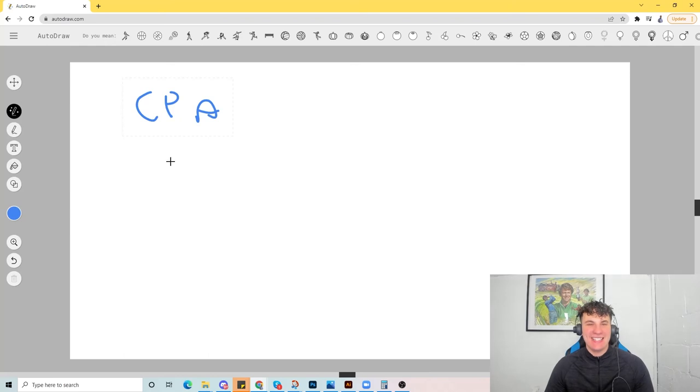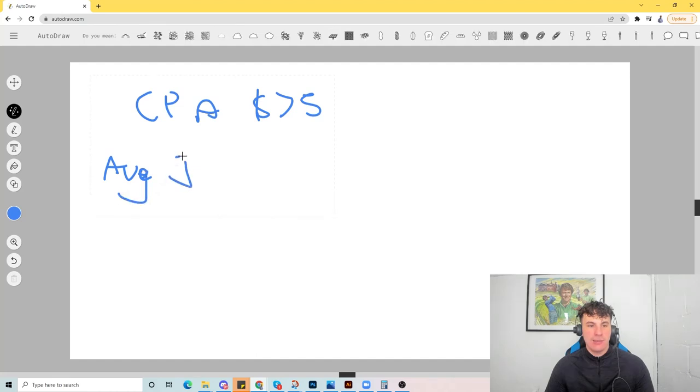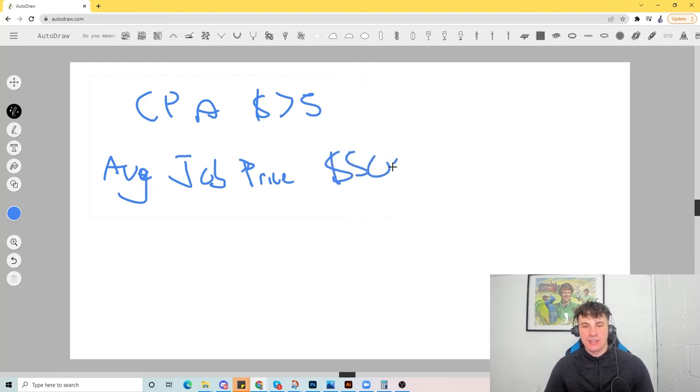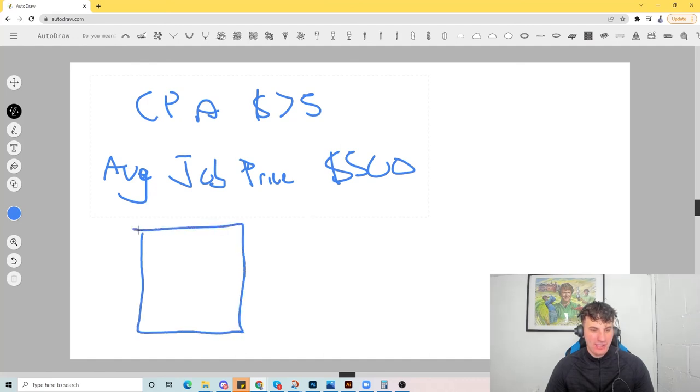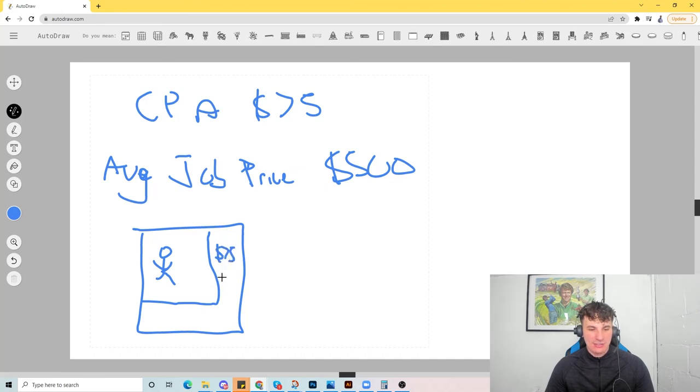Let's say you're getting consistent customers for $75, and your average job price is $500. It's like a vending machine, right? And in the vending machine, there's a bunch of customers, right? And on the side, it has the price, right? $75. And then there's the little slot.